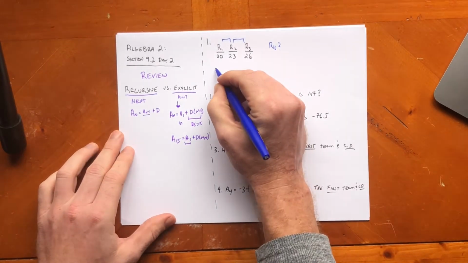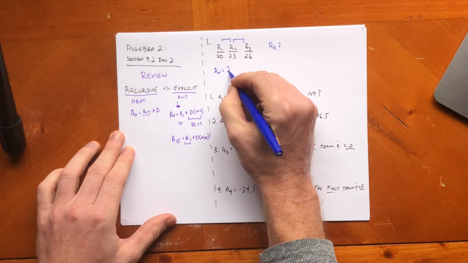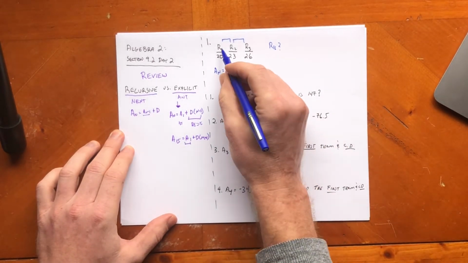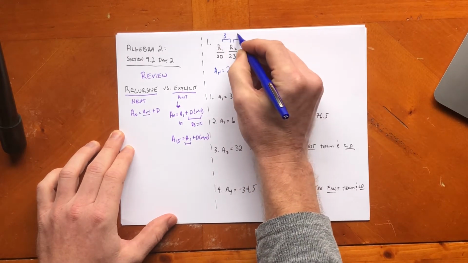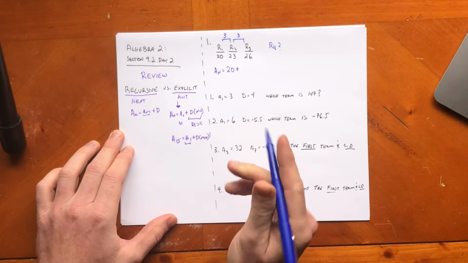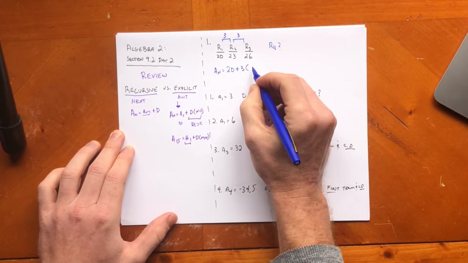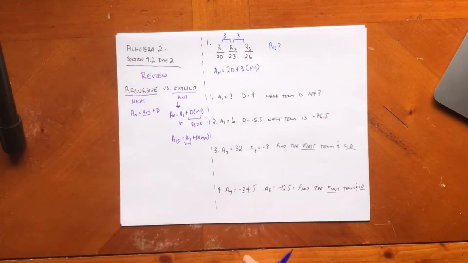So I would say a sub n equals the first term, which we know is 20, plus the rest of the terms. So the common difference here is going to be 3, because we're going up by 3. So every row has 3 more seats than the row before it. So it's going to be 3, and then we just do times n minus 1. Okay, so that's the explicit formula.